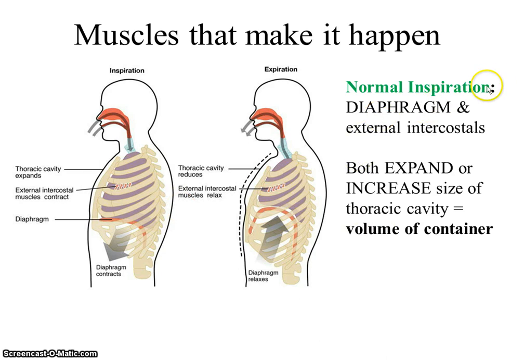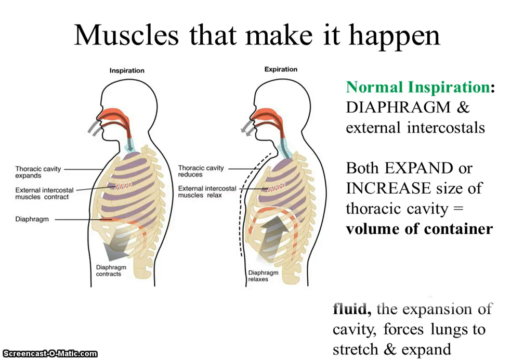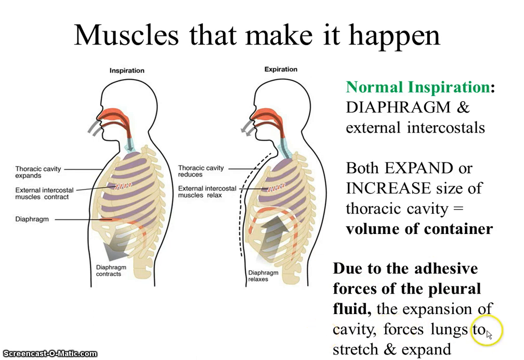So when you inhale, you first start by expanding or increasing the size of the thoracic cavity, the volume of the container. And to do this, as I show you here, the diaphragm, which is normally rounded up when it's relaxed, as it shortens, it pulls down. So the cavity or space gets larger. And these external intercostals also help to pull out the chest. Then, due to the adhesive forces of that pleural fluid we mentioned, the expansion of the cavity forces the lungs to stretch.